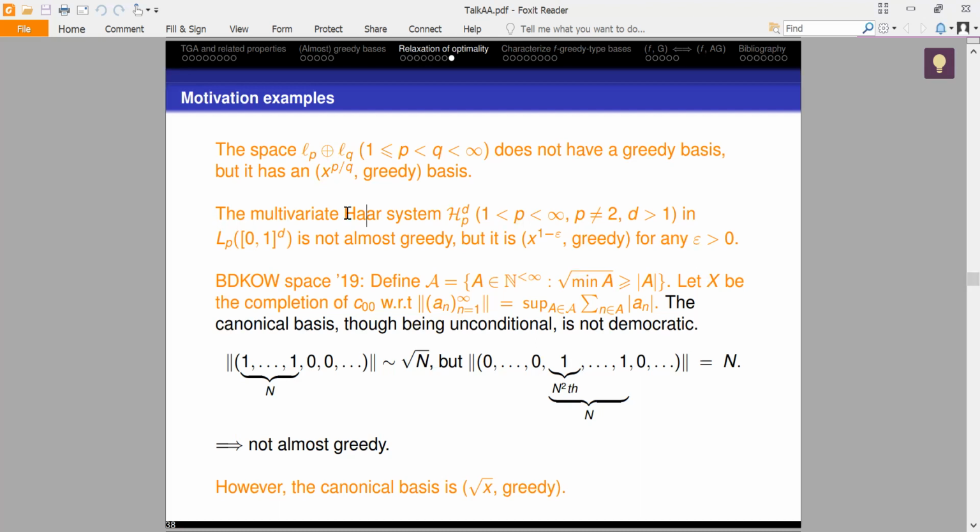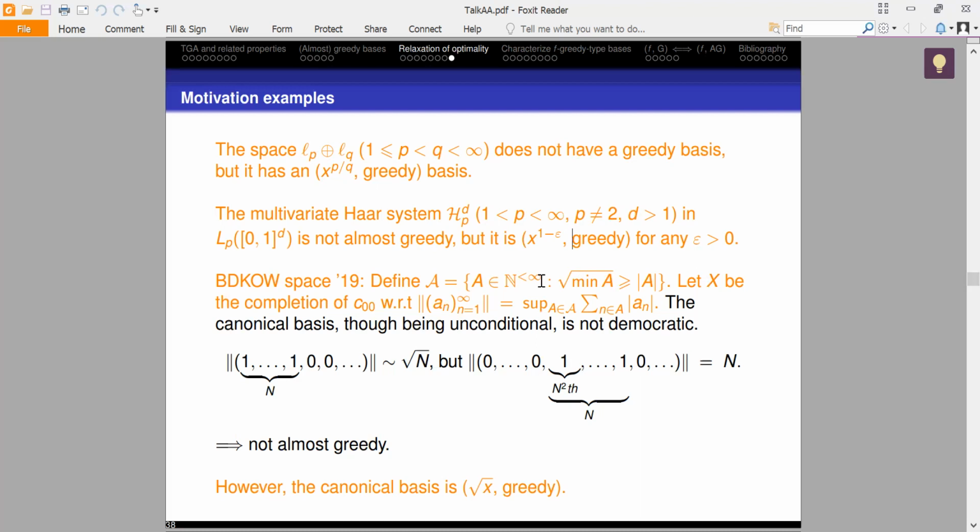The multivariate Haar system H_p^d here, where p has to be different from 2 and d has to be at least 2, or greater than 1. Then this system H_p^d is not almost greedy, but in our language, it is x to the 1 minus epsilon greedy for any epsilon greater than 0. So it means that even though this system is not almost greedy, it is very close to being greedy, because you can choose any epsilon in the power here.